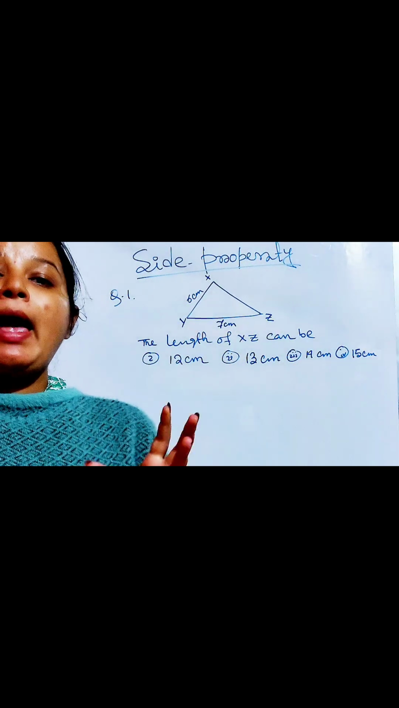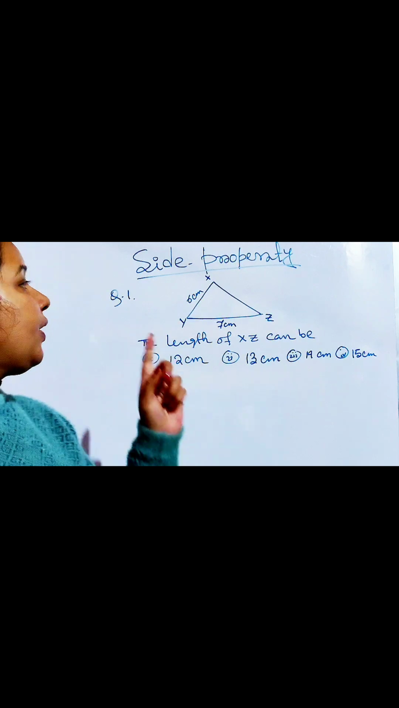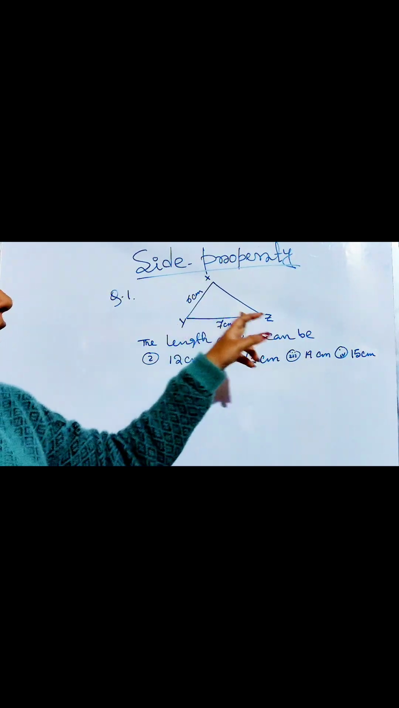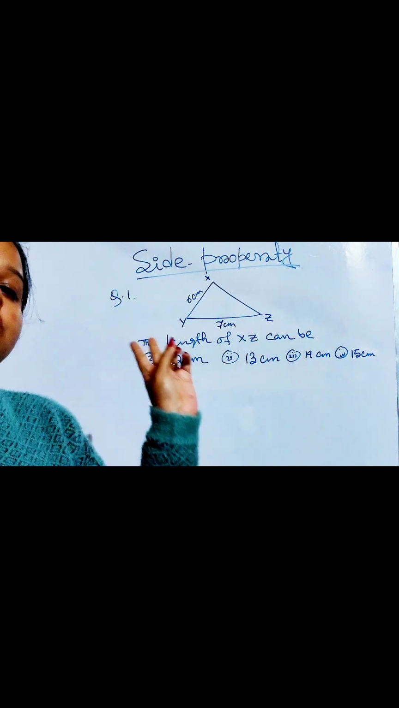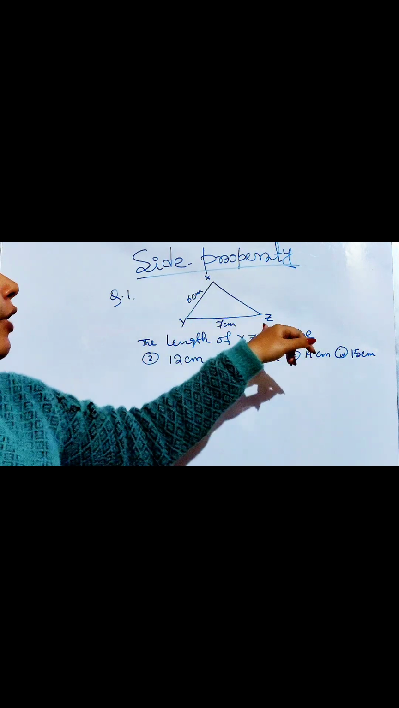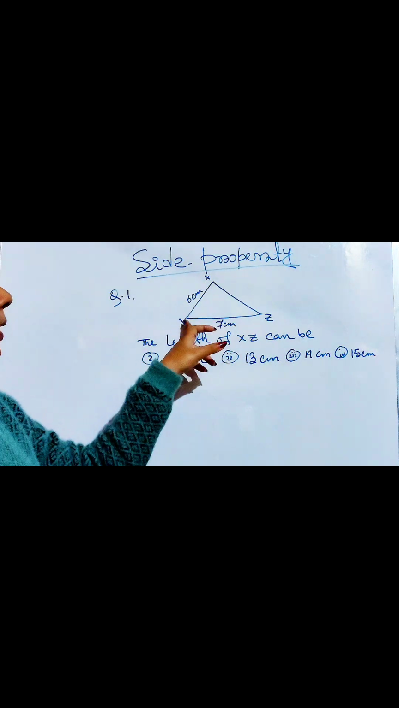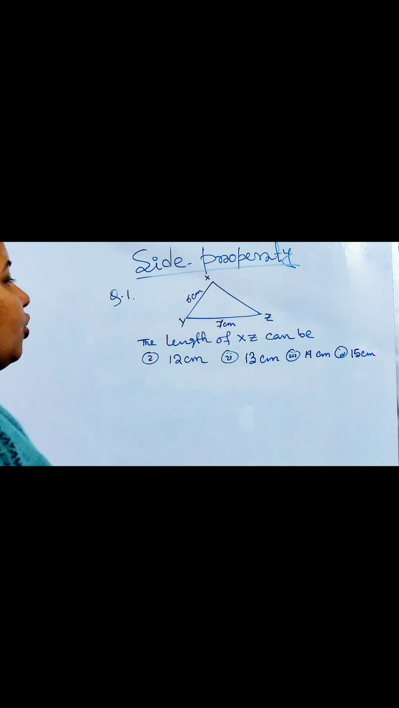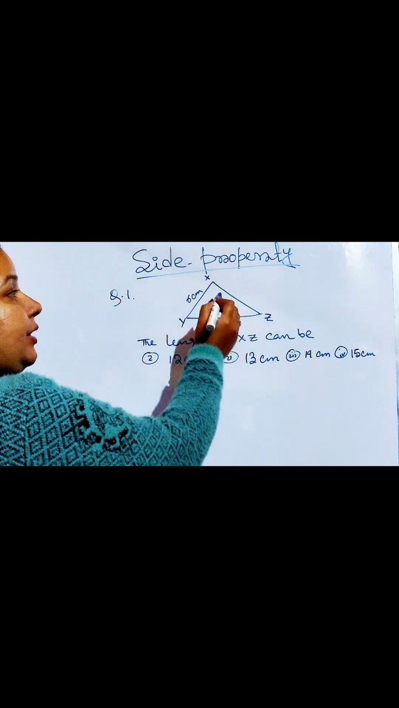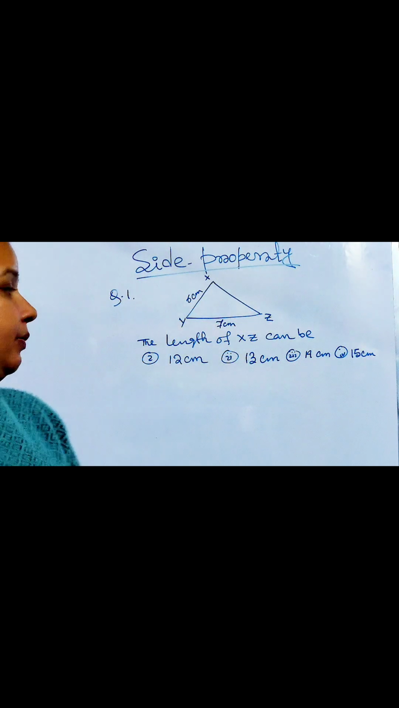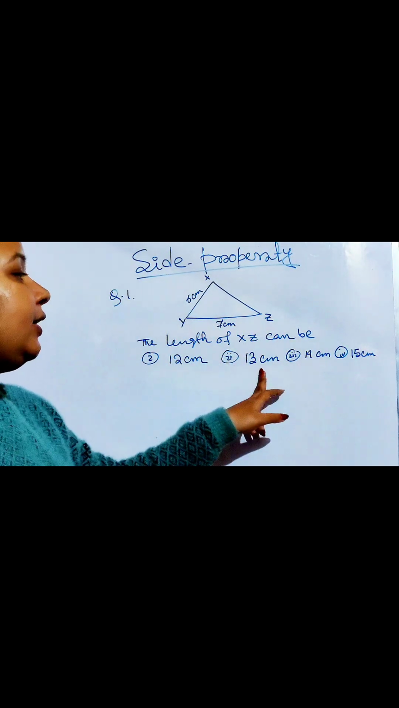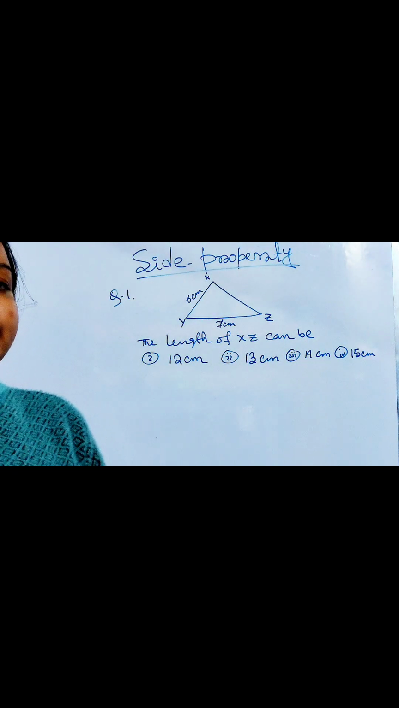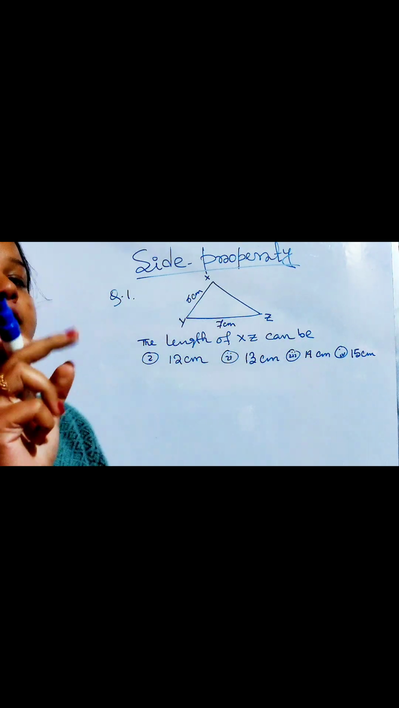Now we will do some application of this theorem. See question number 1. This is a given triangle XYZ where the two sides, XY and YZ, are given. The length of XY is 6 cm and the length of YZ is 7 cm. So the length of XZ, the remaining length, can be 12 cm, 13 cm, 14 cm, or 15 cm. So can you tell me what will be the answer? If you know, then comment down.